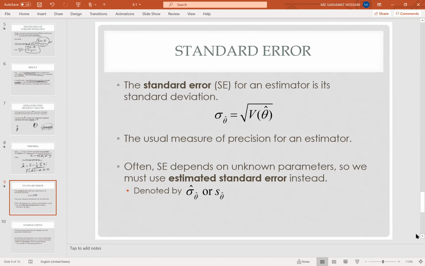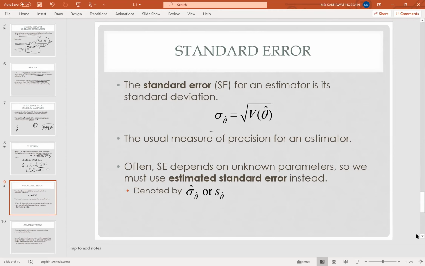Since the statistic, or the point estimate, is also a random variable, because a statistic is a function of random variables, we can calculate its mean and its standard deviation. The standard deviation of an estimator is called the standard error. Usually, instead of standard deviation, we call it a standard error.